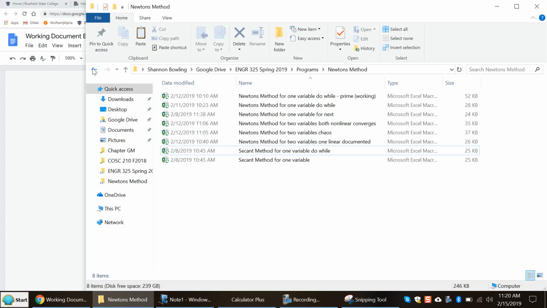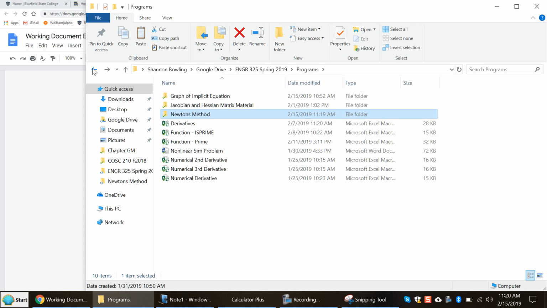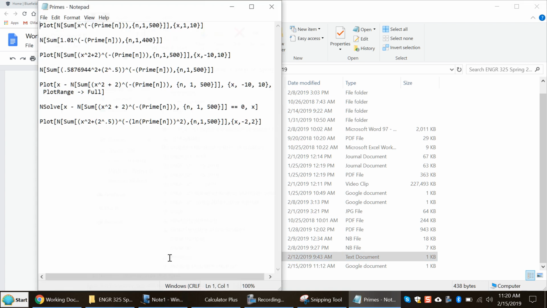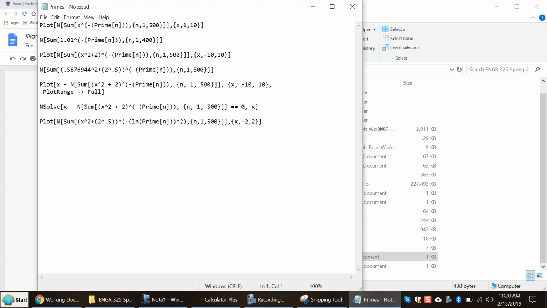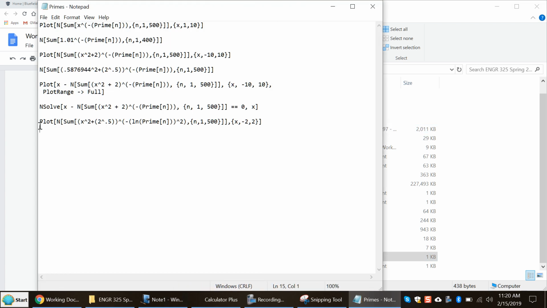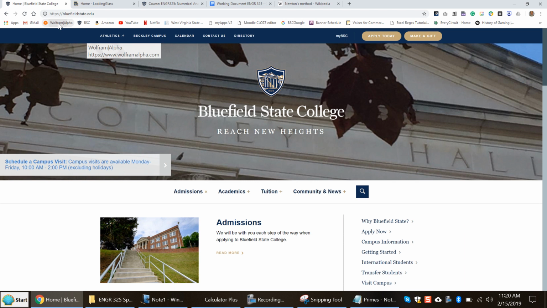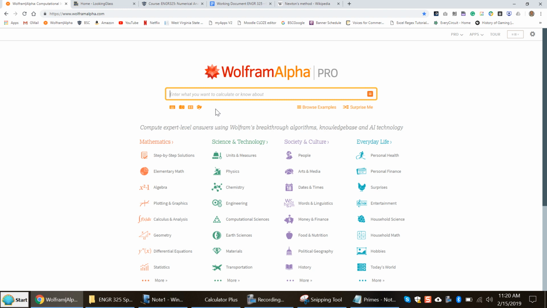Okay, so the power of numerical analysis is you can apply this to any continuous function. All right. So I went in and I created a function. Okay.